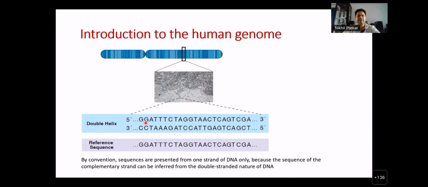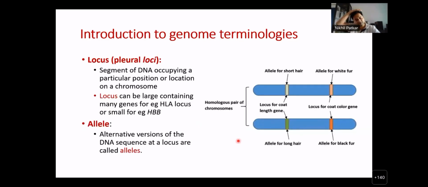Now, if you look into each DNA strand, you can see that it is double-stranded, and you have a top strand and a complementary strand. But when you look at the reference genome, or any data from the genome, you can see that this genomic data is represented as a single strand, because the sequence on the opposite strand can be inferred based upon the double-stranded nature of the genome.